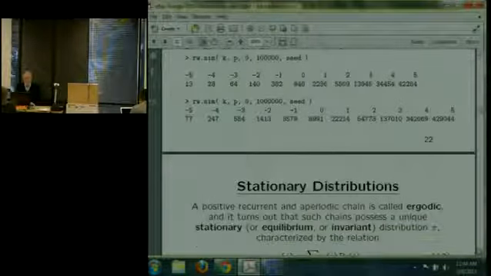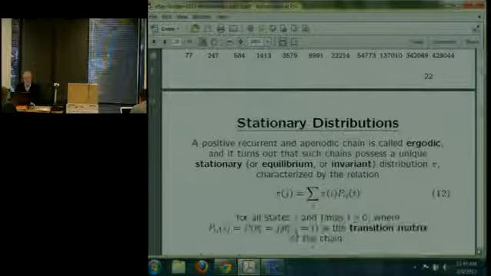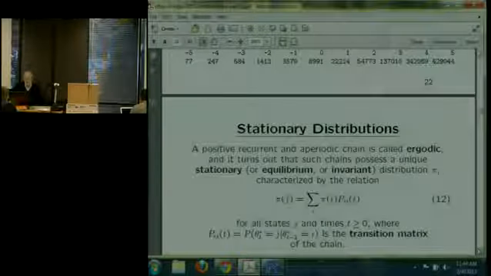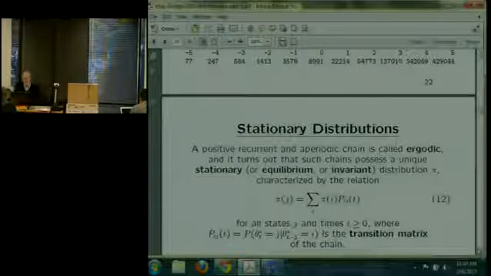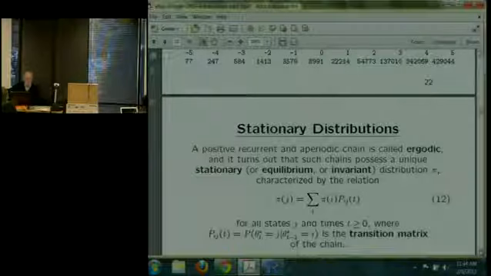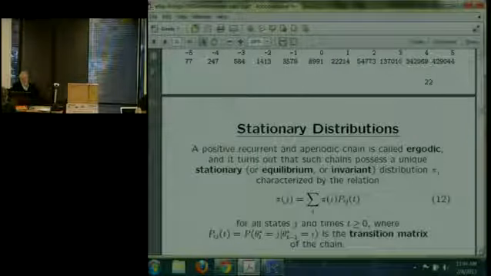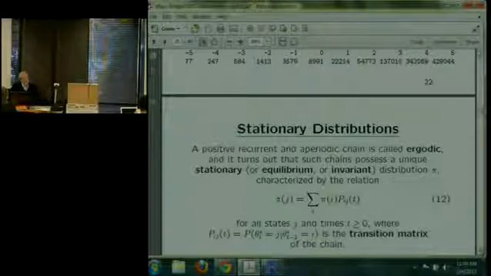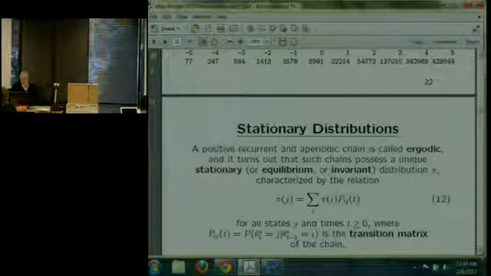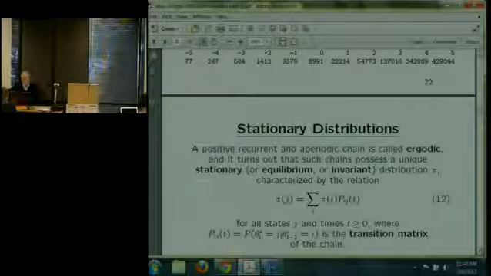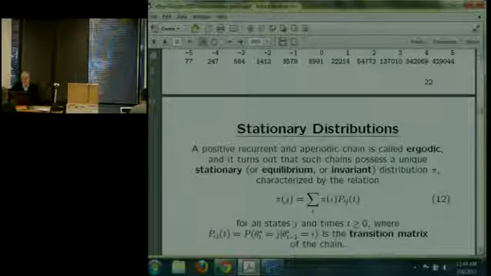Now some more names for what's happening here. A positive recurrent and aperiodic chain has a name. It's called an ergodic Markov chain. And it turns out that such chains automatically possess, not only do they possess a stationary or equilibrium or long run or invariant distribution on the possible states, which we could call pi as a distribution across those states. Not only does it possess such a thing, but that particular long-run distribution is unique. And it's characterized by the relation that you see there in equation 12.